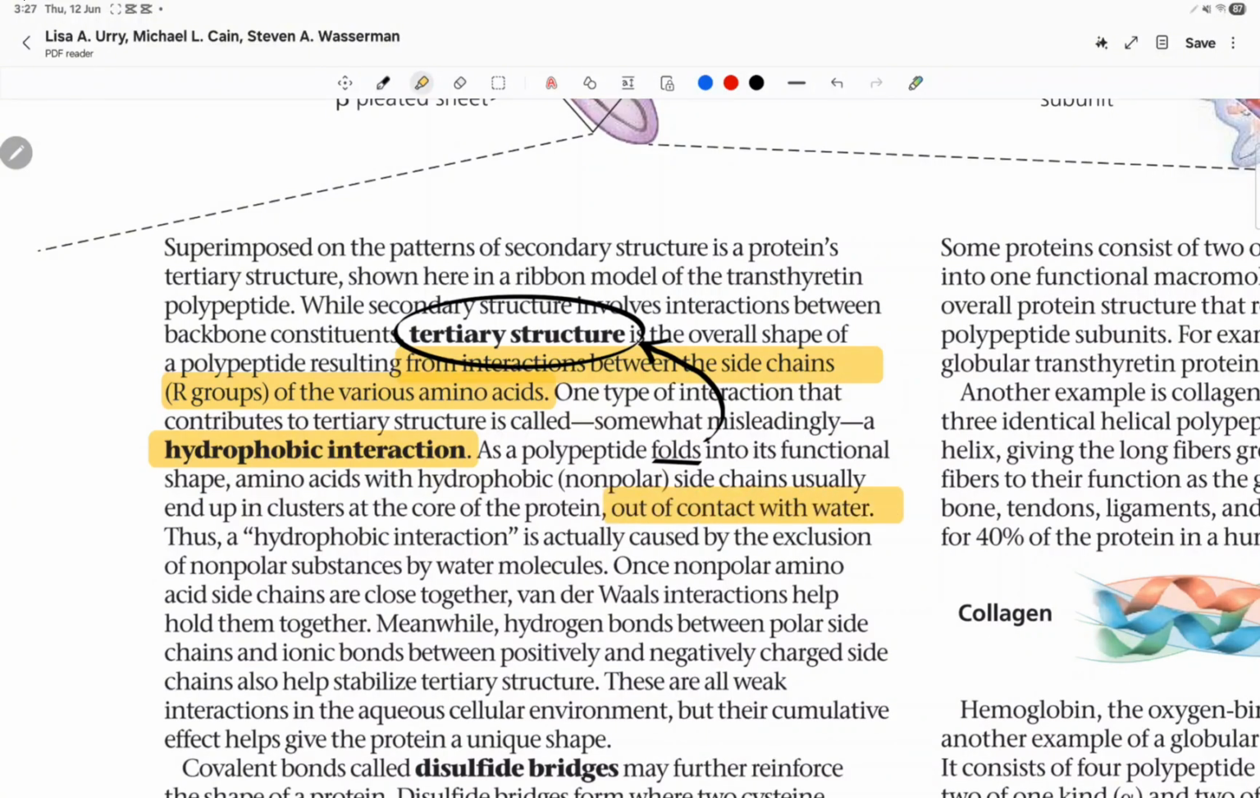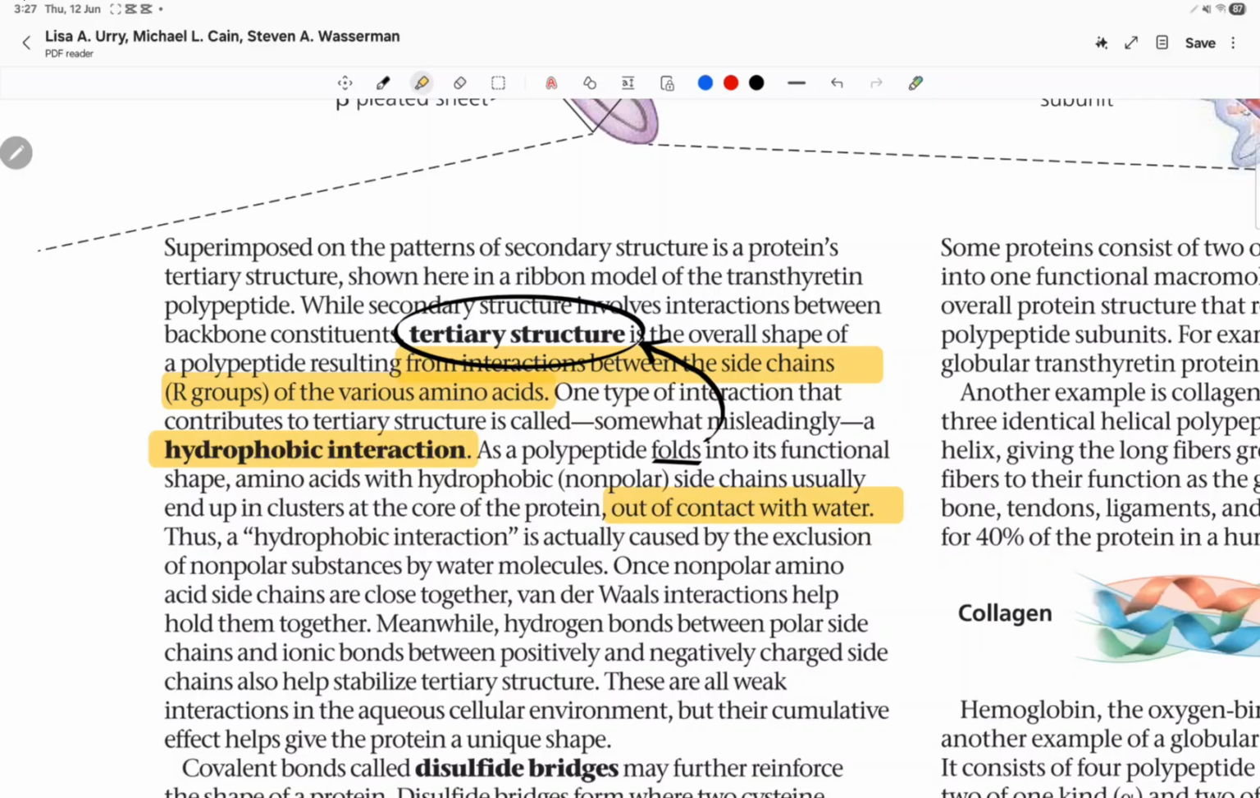It wants to be out of contact with the water. Okay. But aren't polypeptide proteins also folded? Like they have to fold? There's folding. But what is that, primary or secondary? Folding has to be tertiary. Yeah. If you see folding, it has to be tertiary.